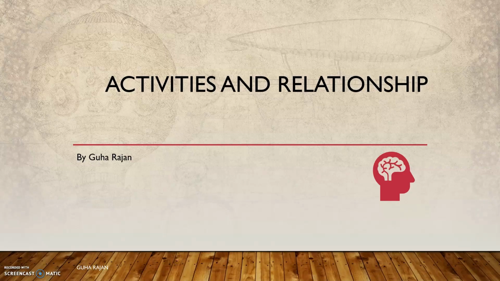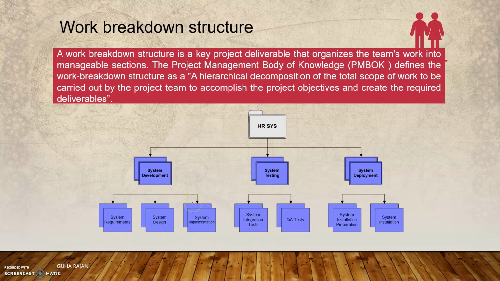Let's now look at the activities and the relationship. So the relationships are very important. We earlier saw the work breakdown structure. The work breakdown structure is a project deliverable that organizes the project team into manageable sections. It's a kind of hierarchical decomposition, and it's very important because when you have a logical sequence of work, it is much easier to manage. So with logical work units, it is much easier to manage.